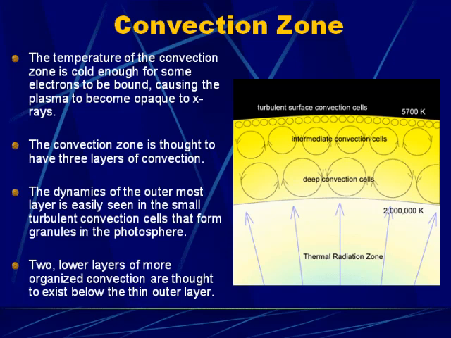Now, we can imagine the heat from the interior reaching the bottom of the convection zone. That generates big convection currents in this deep convection layer, producing convection cells. There's another intermediate convection cell layer. This is what's probably responsible for the supergranules. And then on the very surface, we have the granules themselves, which are turbulent surface convection cells.